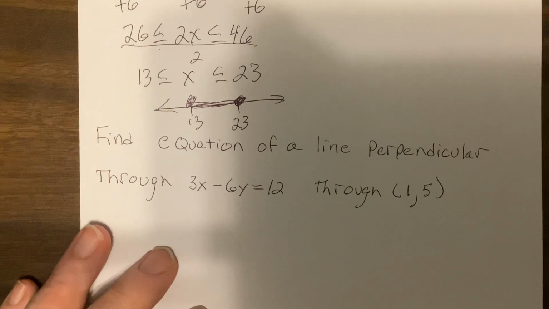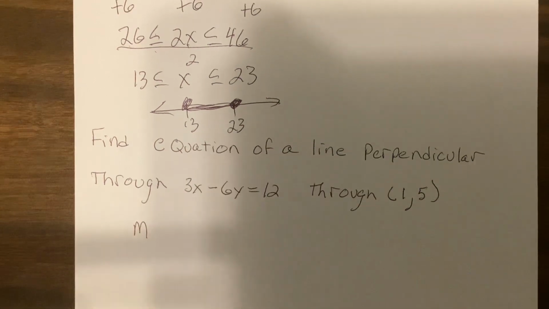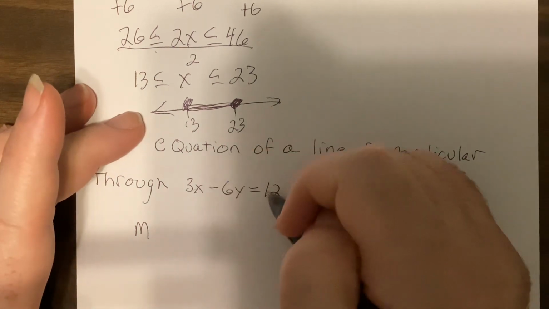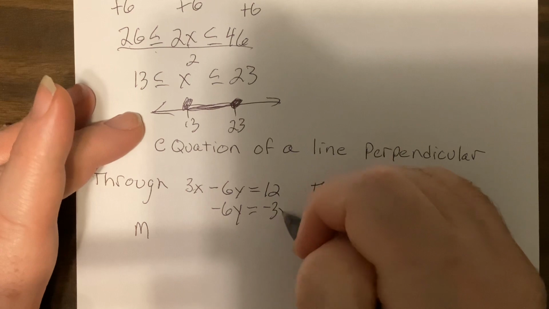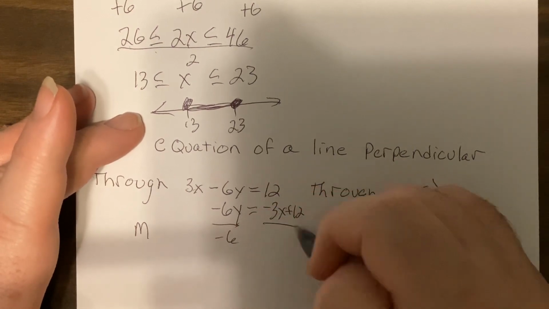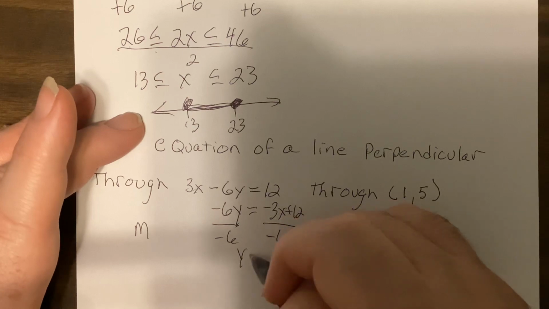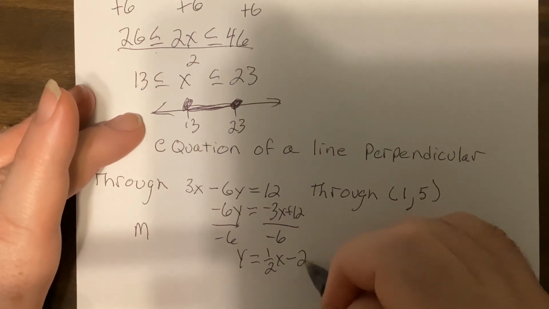Now, this one, find the equation of a line that is perpendicular. Well, first thing you have to do is find the slope, if you remember. It's been a while since we've done this. So you'd subtract 3x, divide by negative 6. So y equals 1/2 x minus 2.